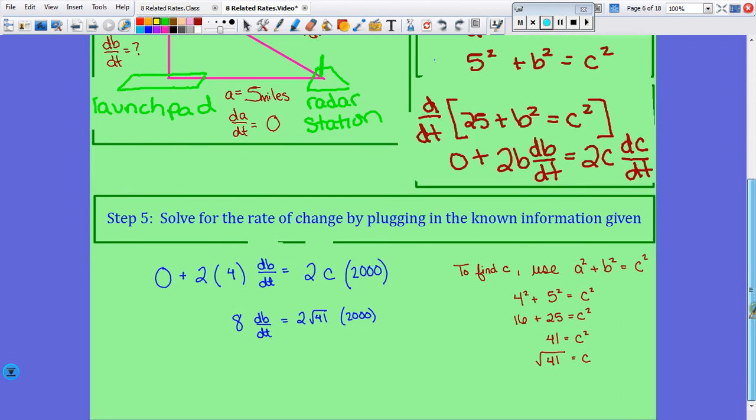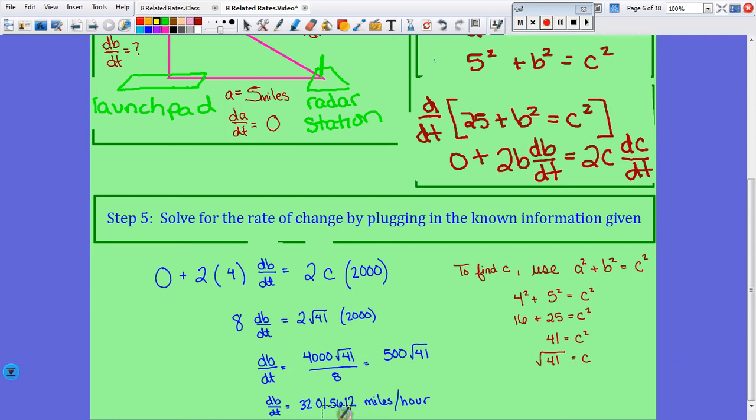So we have 8 dB/dt equals 2 times the square root of 41 times 2000, and then we're going to divide both sides by 8. This is an acceptable answer. You need units, but if you're trying to make sense of the problem, you can change it to decimals. You need to make sure you have at least 3 decimals, and then you need to have your units, miles per hour.